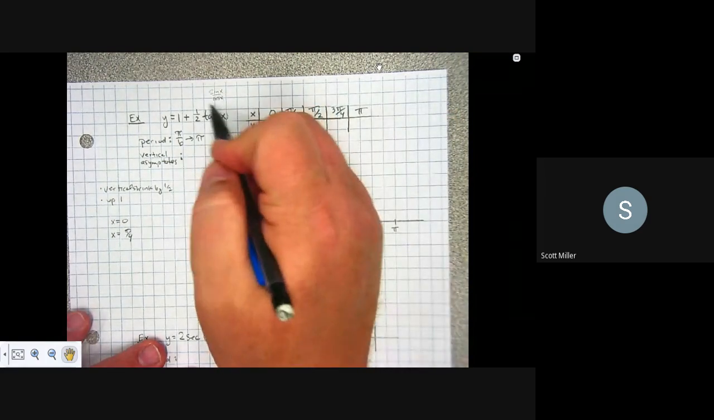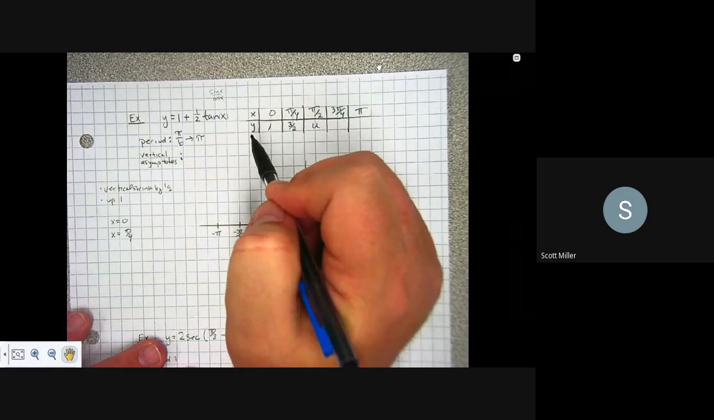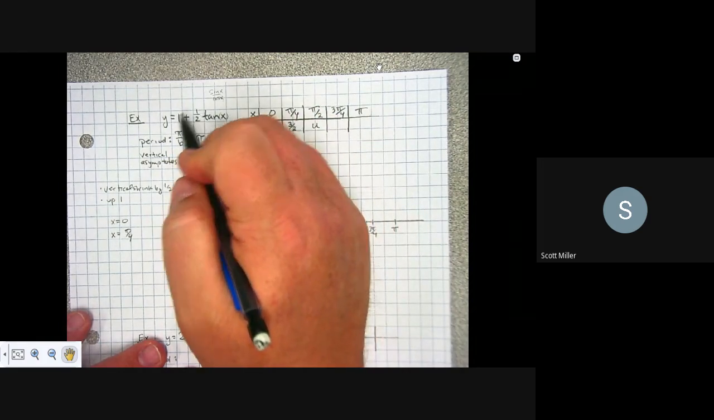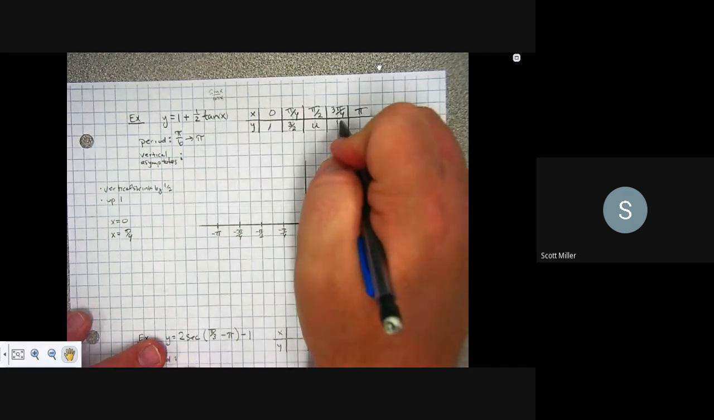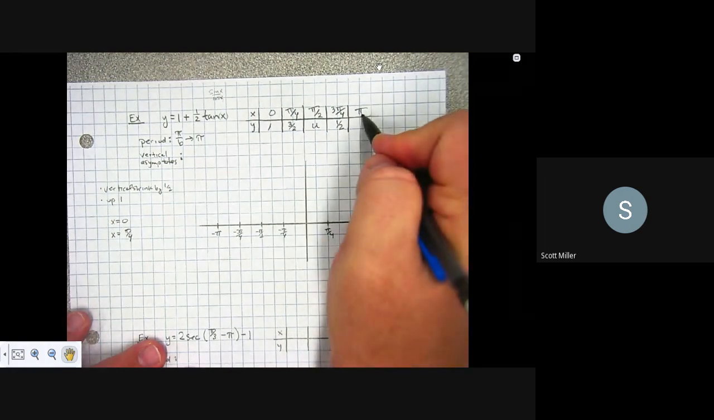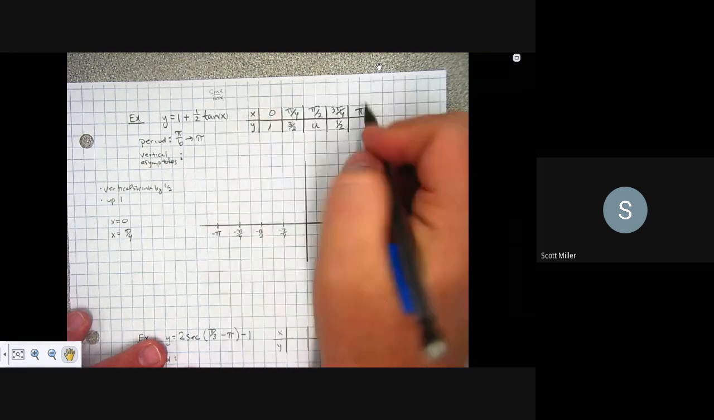3 pi over 4, plugged into here, the tangent of which is going to be negative 1. So a negative 1 times a half is negative a half. So 1 minus 1/2 is 1/2. Okay. Again, this one is back to where we started. So if I plug in pi, this will be 0. So then we have a 1.